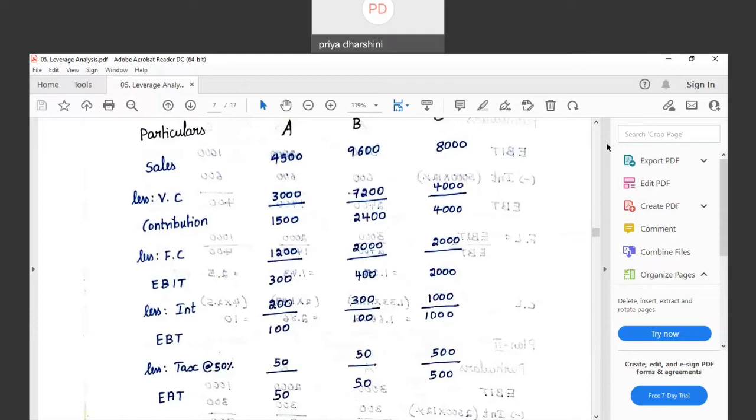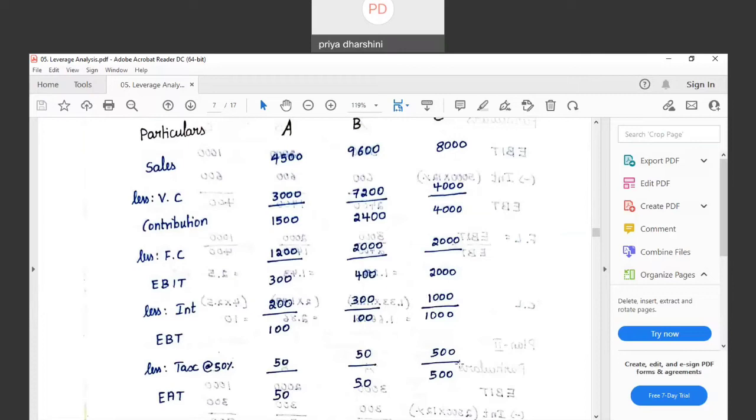What is happening to C? For C, they have given interest is 1,000. This comes into financial leverage. How much is financial leverage? It is 2:1, which means EBIT is 2,000 and EBT is 1,000, right? So when it is 2:1, 1,000 is interest, the in-between ratio of 1, which means 2 becomes 2,000 and 1 becomes 1,000.